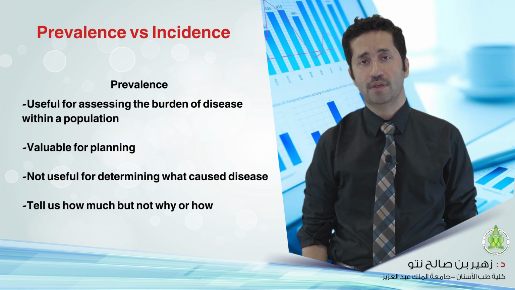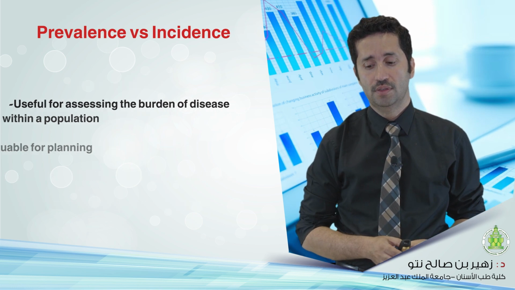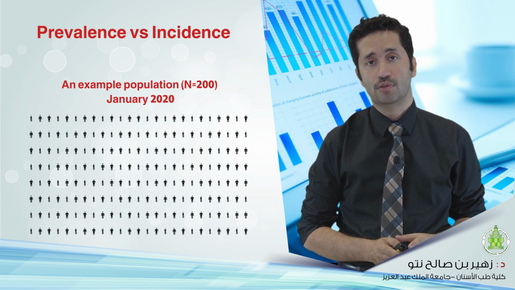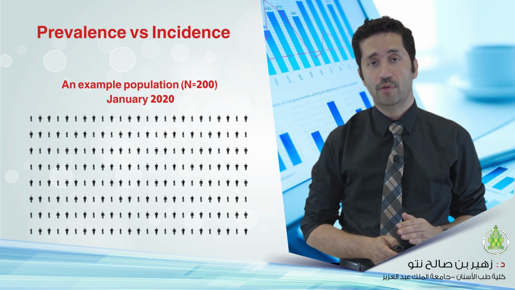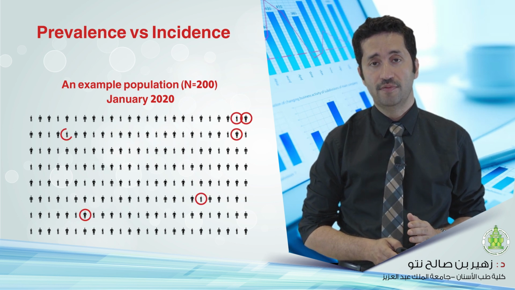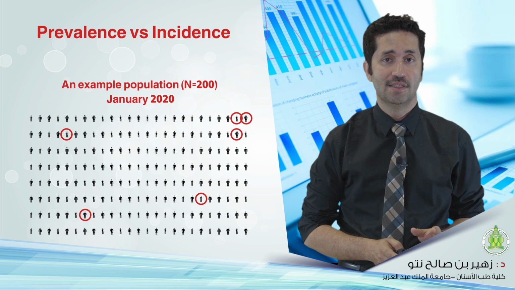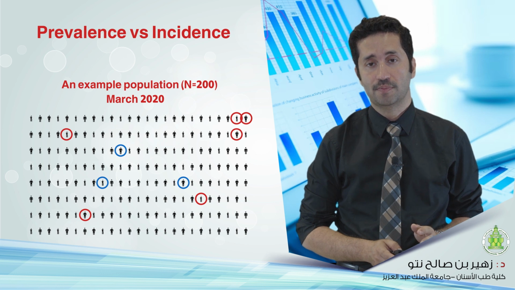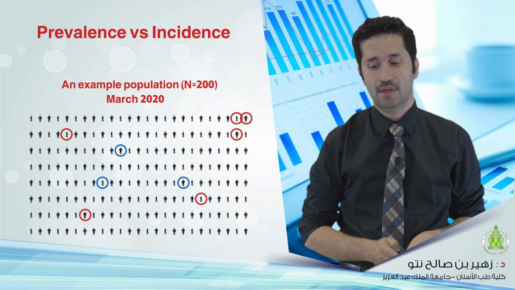So let's take the following example. Let's assume we have 200 students that we want to conduct a study on. When we start the study, 6 of them already have the disease. After 3 months, 3 new cases develop the disease. So now let's calculate the prevalence and incidence.